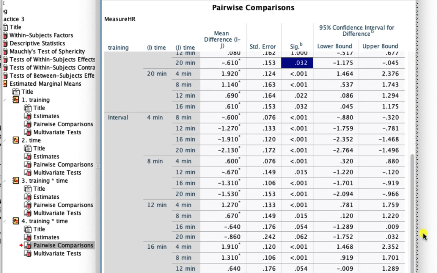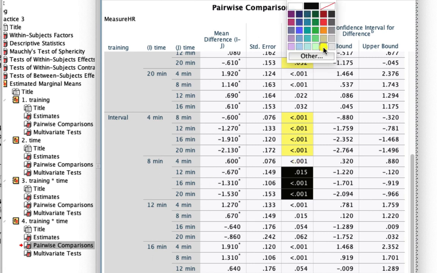We would then add our interpretations of our differences between time points within the interval training. So again, we look at our section of 4 minutes in comparison to all the other time points, and we notice we have all significant differences. For 8 minutes, we can see we have significant differences with 12, 16, and 20. Again, we've already accounted for 4 and 8, so we can skip that one.